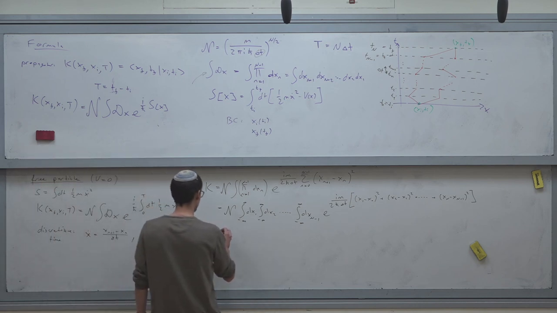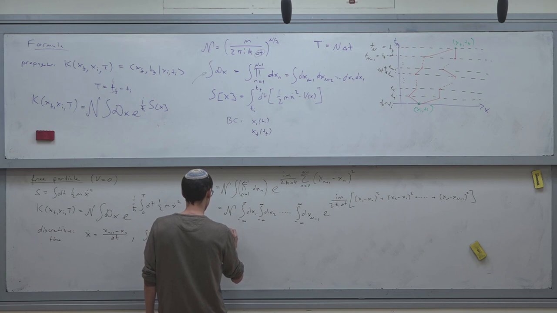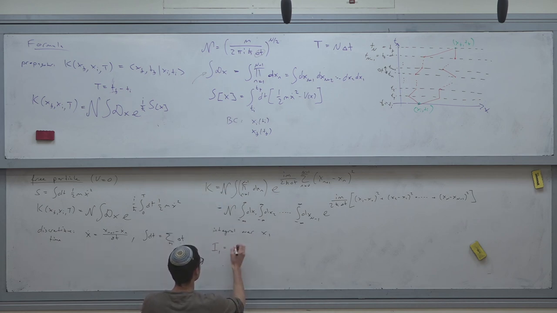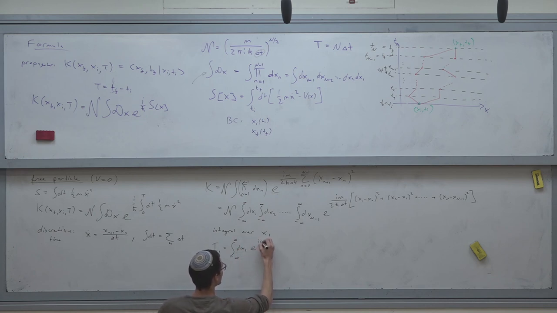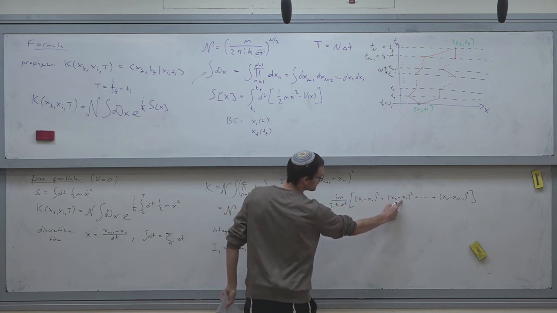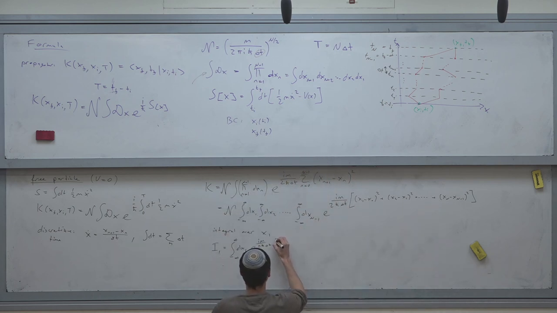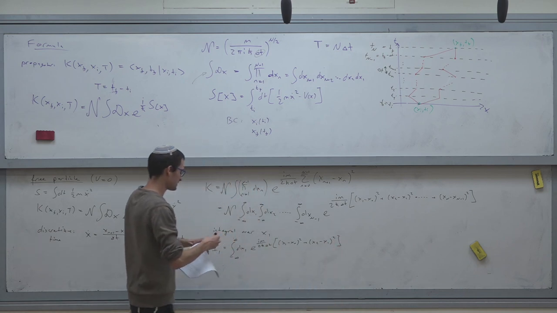So let's start. Integral over x1. I'm going to call this I1, and I'm only going to copy the parts now that depend on x1. Everything else I'm going to leave for later. So it's the integral over dx1, and then e to the i m over 2 h bar delta t. x1 appears here and here, and in the next term you're going to have x3 and x2, right? So it's only the first two terms in here.